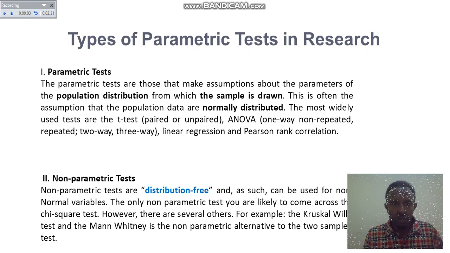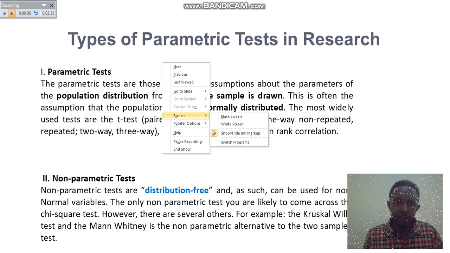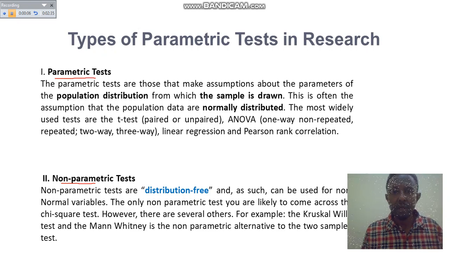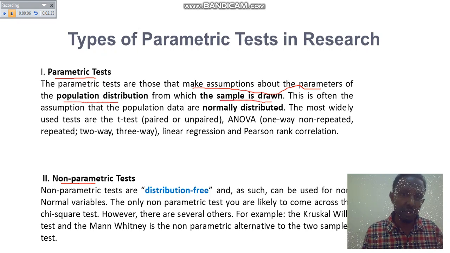There are two types of tests. The first one is the parametric test, and the second one is the non-parametric test. Parametric tests are mostly used when we make assumptions about the parameters of the population distribution from which the sample is drawn. Here what is common is that the population data is normally distributed, evenly distributed.